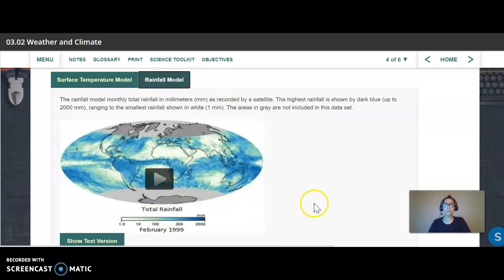We also have a rainfall model, and this rainfall model is going to be very similar to the other one, and it's going to be able to show us how rain falls in different typical patterns throughout the year, so people are aware of how they need to prepare.